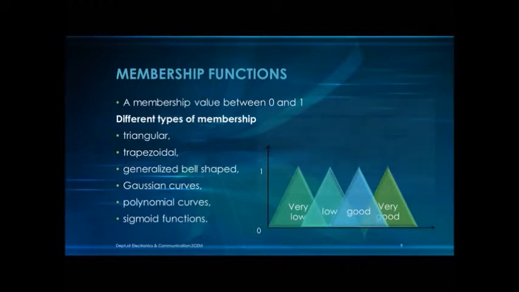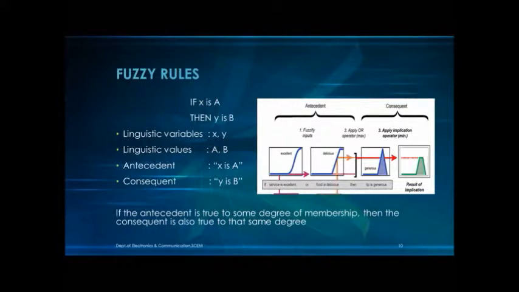Fuzzy set. Fuzzy rules. If x is A, then y is B. The rules in fuzzy are if-then. Here the linguistic variable is x, y. Linguistic value is A, B. Antecedent is x is A and consequent is y is B. If the antecedent is true to some degree of the membership, then the consequent is also true to that same degree.